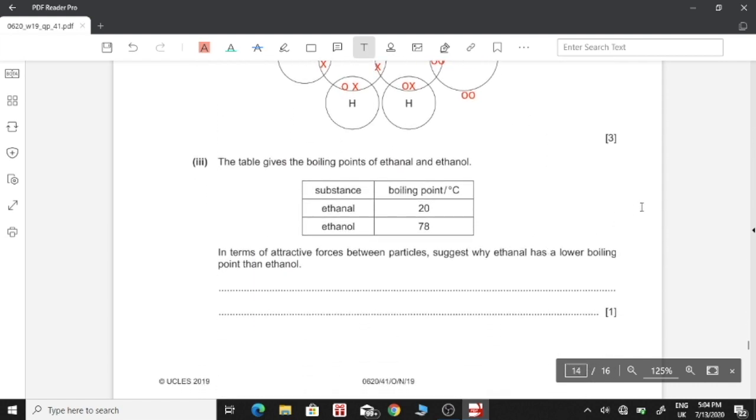The table gives the boiling points of ethanol and ethanol in terms of attractive forces between particles. Suggest why ethanol has a lower boiling point than ethanol. So a lower boiling point simply means the forces of attraction between molecules are weak.